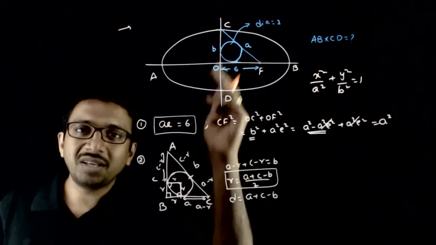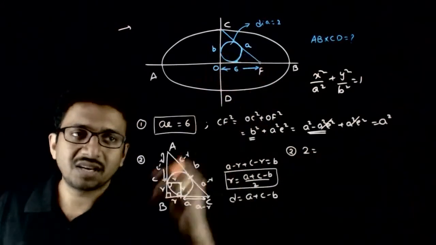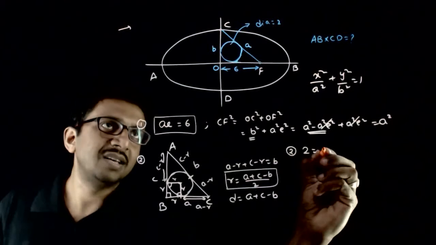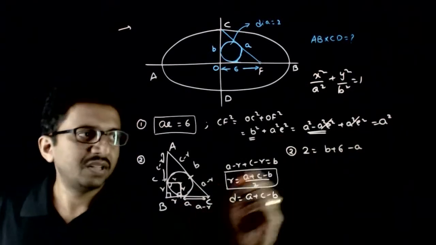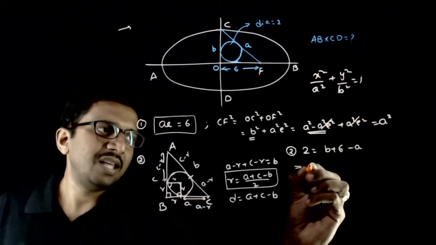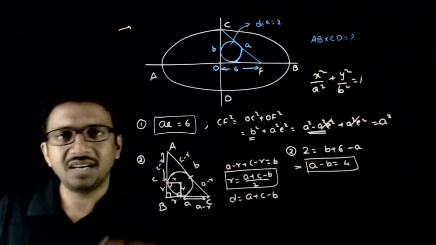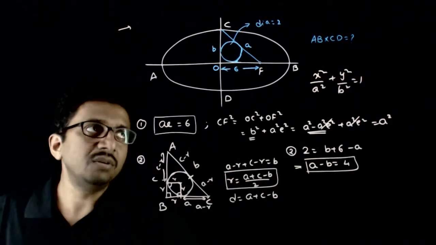So what is the corresponding equation for this? The second equation is: 2 is equal to the diameter of this incircle, which is equal to the sum of the perpendicular sides, that is B plus 6, minus the hypotenuse. This implies A minus B is equal to 4. This is the second equation that you have. AE is equal to 6 and A minus B is equal to 4.